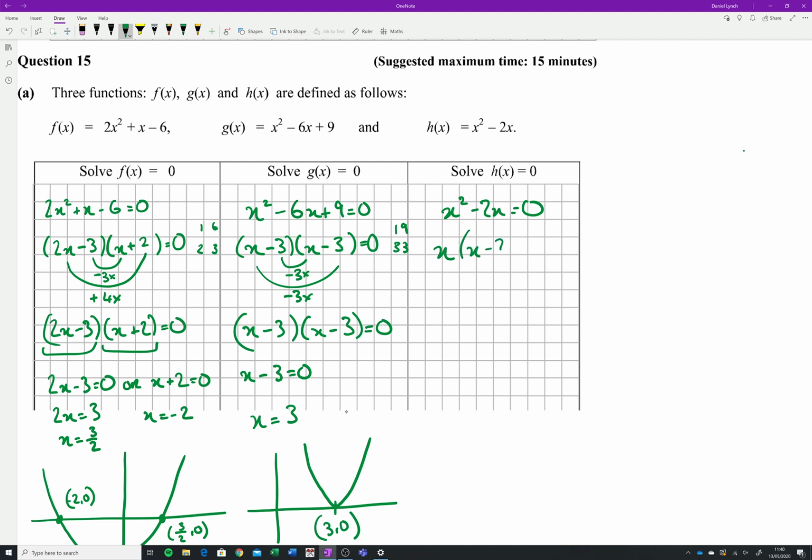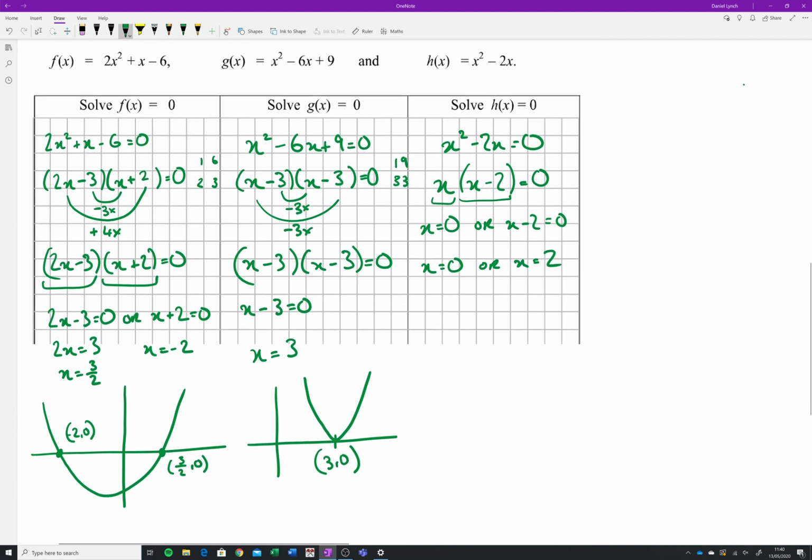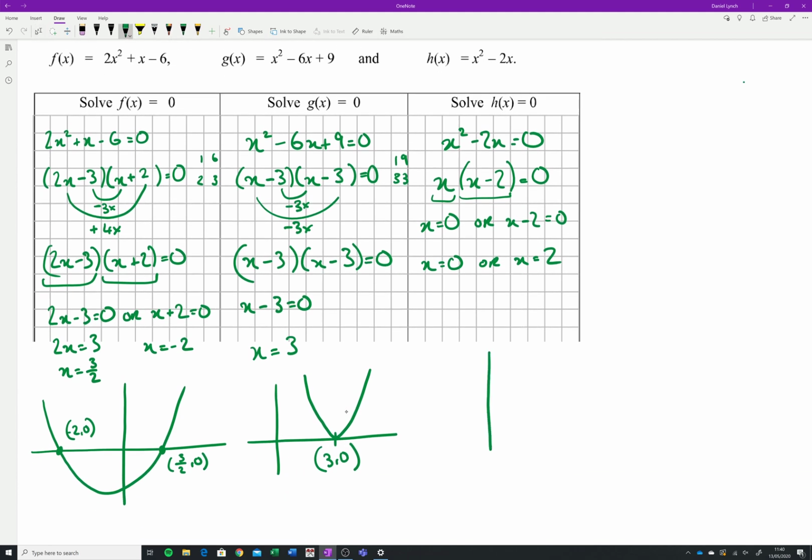x divides into both things, and x divides into x squared to leave x, and into minus 2x to leave minus 2. We now have something times something else giving us 0. So x is 0 or x minus 2 is 0. Those are our two answers, x is 0 or x equals 2. Okay, and again, these are the solutions when y is 0. So what does this thing look like? Have a think about what it would look like.